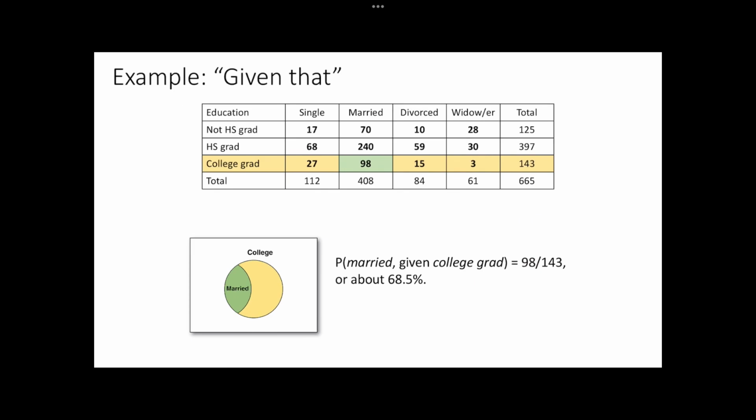Now let's try the probability that you're married given that you're a college grad. Here, I'm going to focus in on my total being college grads, and then my group that I'm interested in is the married. So I'm going to do the number that are married, which is 98, divided by the total that are college grads, because now that's what I'm focusing in on, given college grads. So 143, and we say that's about 68.5% or 0.685.